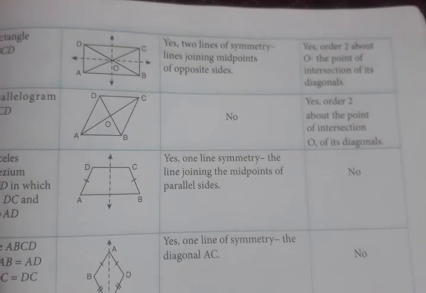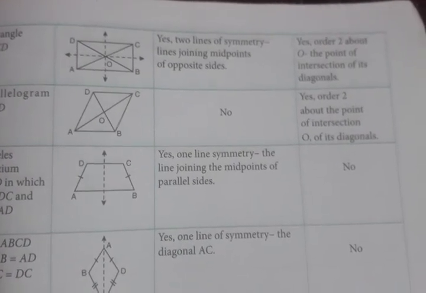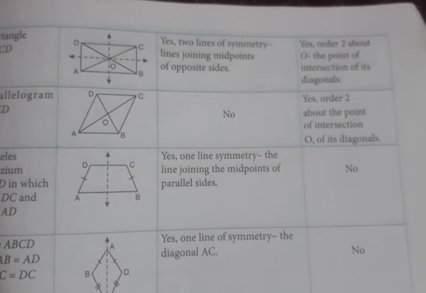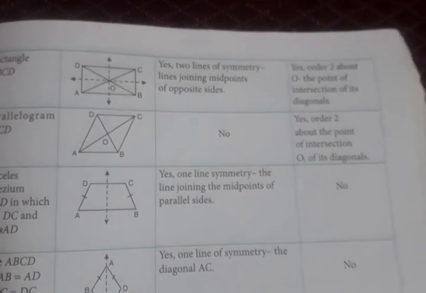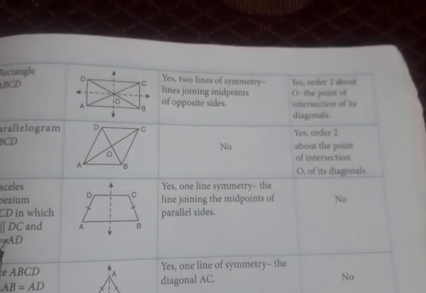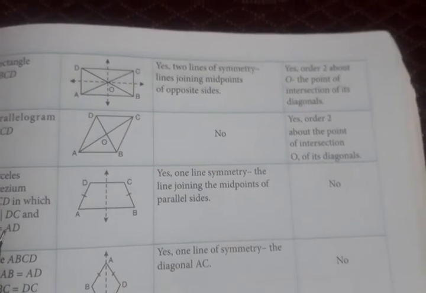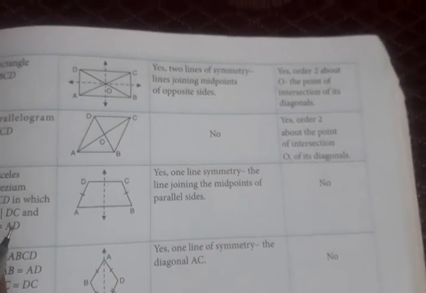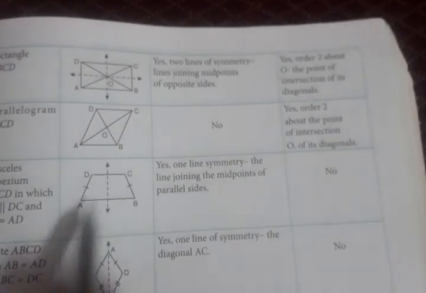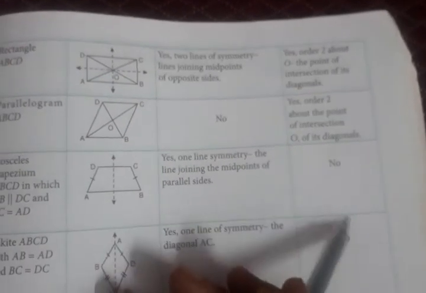The next, parallelogram has no line of symmetry, order 2. Then isosceles trapezium has one line of symmetry, the line joining the midpoints of the parallel sides, no rotational symmetry. Kite has one line of symmetry, no rotational symmetry.